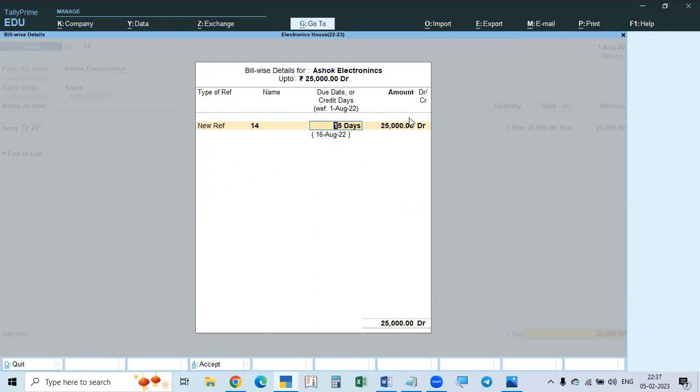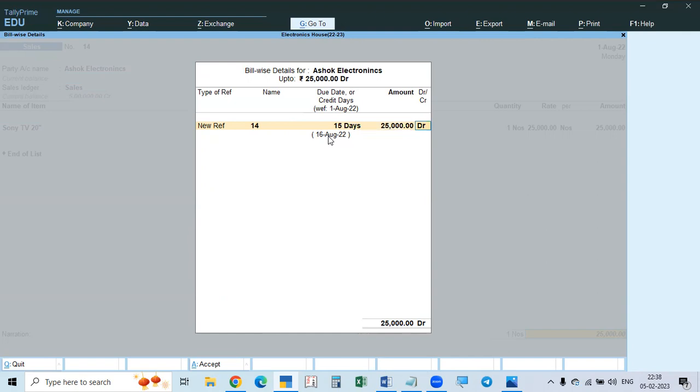But here, if you give 16th August, it will not take, because I told you the education version is only 1st, 2nd and 31st. That is why you cannot give the date there, you can give days. You can give days and it will show the due date also, but in the outstanding report, receivables and payables, the due date will not be shown. But the overdue by days will be calculated from this due date only.